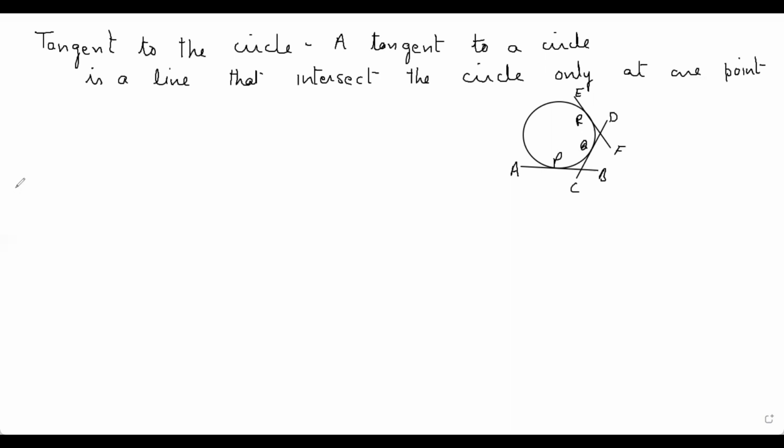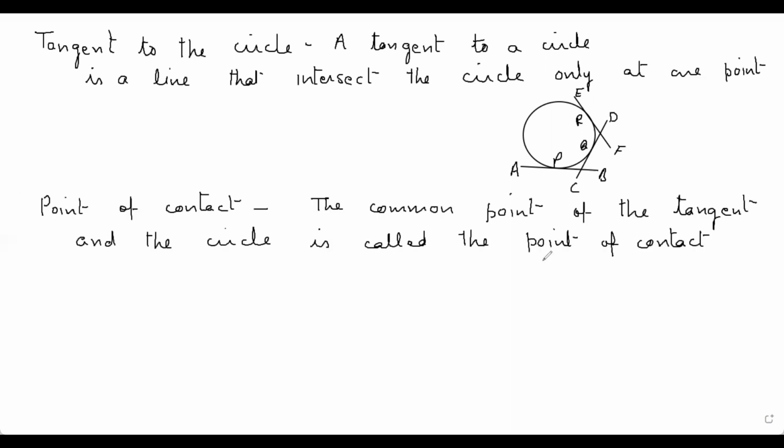What is point of contact? The common point of the tangent and the circle is called the point of contact. Here P is a common point of the tangent and the circle, and it is called the point of contact. On the next page, I'm going to explain theorem 10.1.